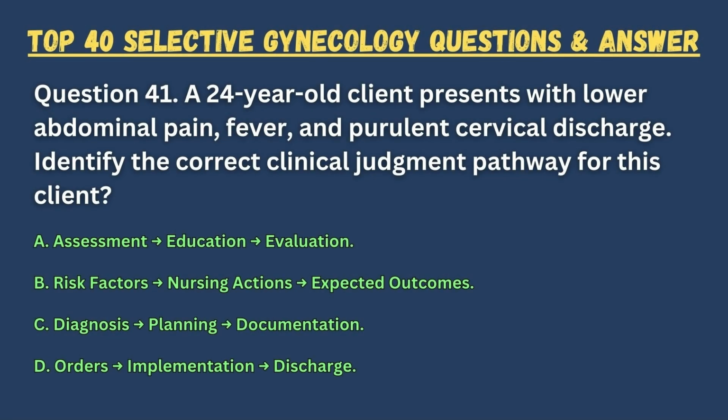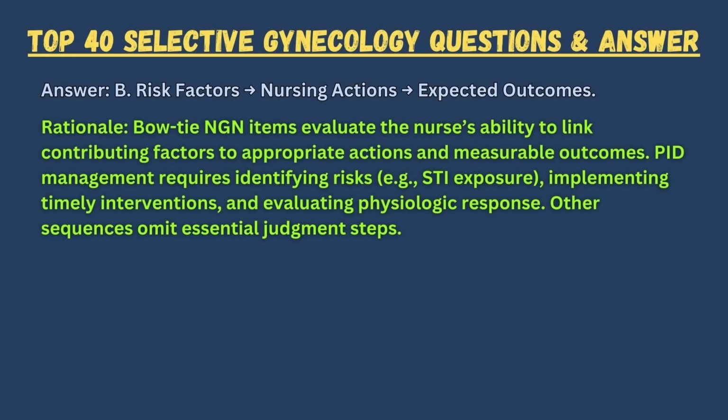Question 41. A 24-year-old client presents with lower abdominal pain, fever, and purulent cervical discharge. Identify the correct clinical judgment pathway for this client. A. Assessment, education, evaluation. B. Risk factors, nursing actions, expected outcomes. C. Diagnosis, planning, documentation. D. Orders, implementation, discharge. Answer: B. Risk factors, nursing actions, expected outcomes.